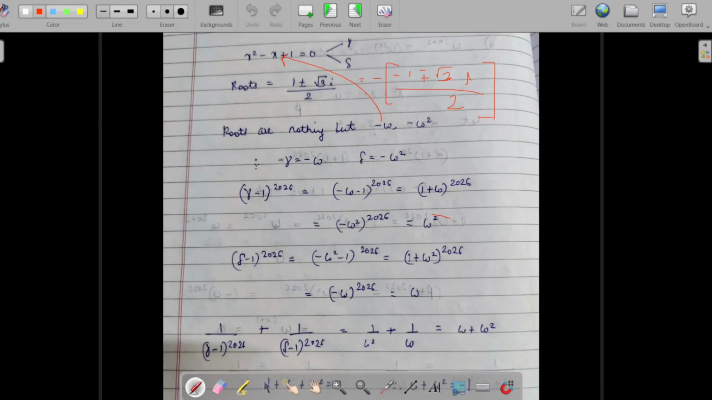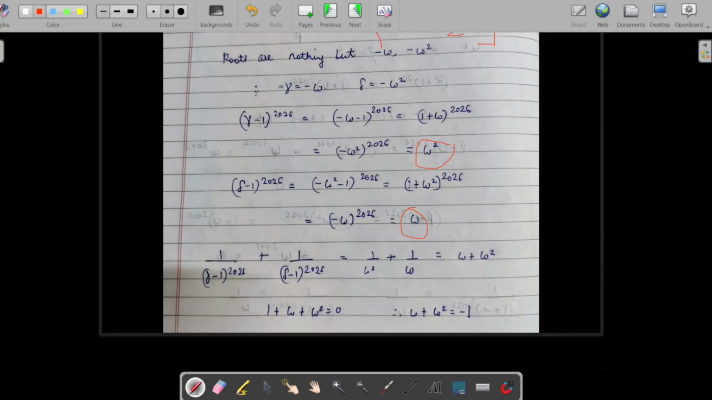The value is omega square. Very similar manipulation in this one, exactly similar. The value would be omega. So the whole value that we had to find in that option is nothing but, when this goes to the denominator, this also goes to the denominator, and we add a plus sign, it will be 1 upon omega square plus 1 upon omega.